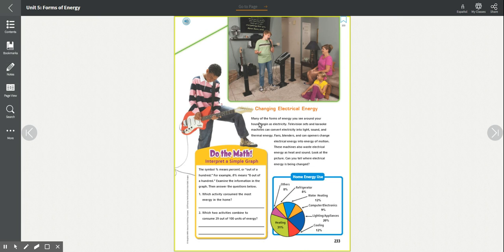Changing electrical energy. Many of the forms of energy you see around your house begin as electricity. Television sets and karaoke machines can convert electricity into light, sound, and thermal energy. Fans, blenders, and can openers can change electrical energy into energy of motion. These machines also waste electrical energy as heat and sound. Look at the picture. Can you tell where electrical energy is being changed?